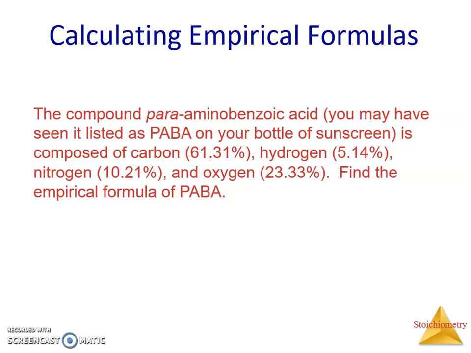Now, calculating the empirical formula. The compound para-aminobenzoic acid, which you may have seen listed as PABA on your bottle of sunscreen, is composed of carbon 61.31%, hydrogen 5.14%, nitrogen 10.20%, and oxygen 23.33%. Find the empirical formula of PABA.